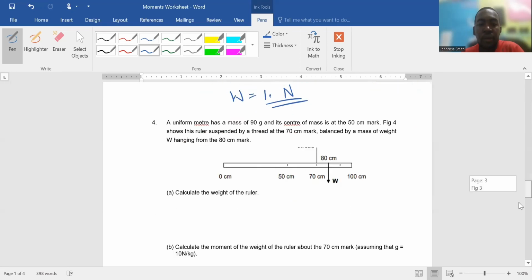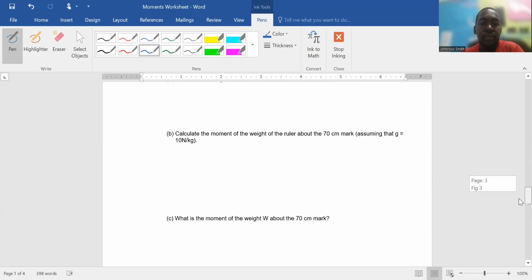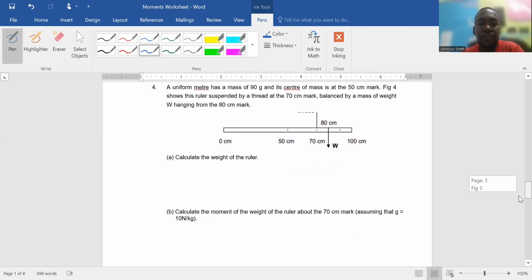All right. Now let's go to our final question, which states, if we have our uniform ruler again, 50 grams and its center passes at the 50 mark, show that the ruler is suspended by a thread at the 70 centimeter mark, balanced by a weight of W at the 80 centimeter mark. Calculate the weight of the ruler.